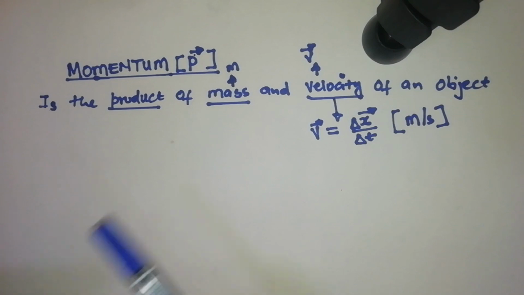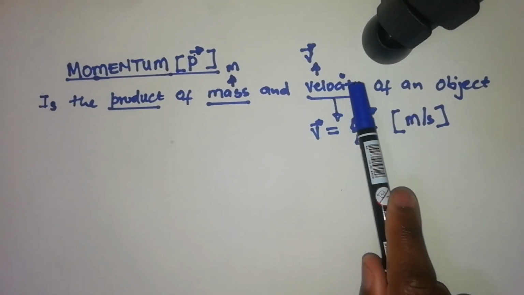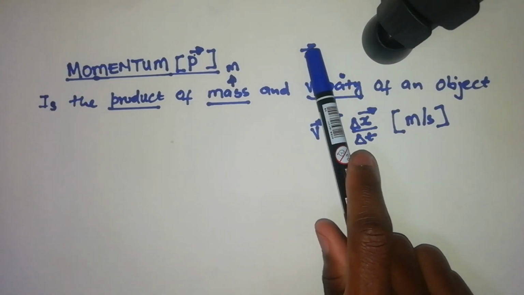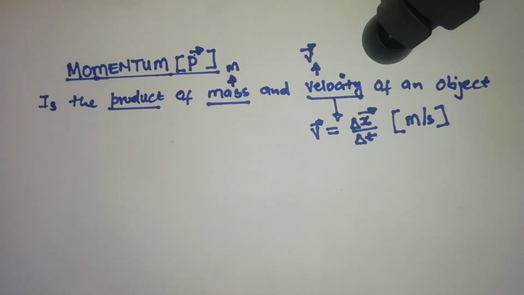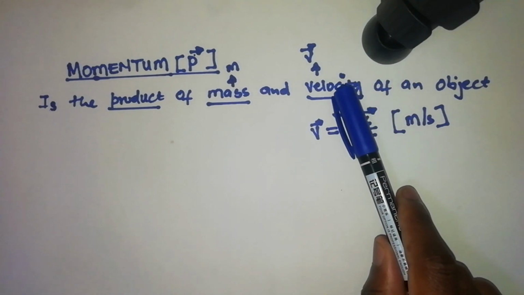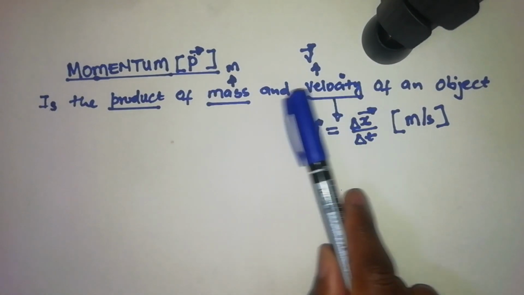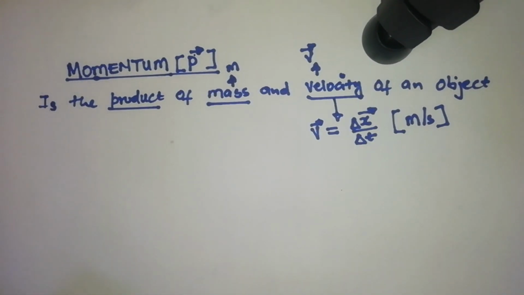Then the third physical quantity is velocity. The symbol for velocity is small letter v with an arrow above it. Why? Because velocity is a vector quantity. It has both magnitude and direction. So in this case, we have three physical quantities. The first one, momentum. Second one, mass. And the third one, velocity. Momentum and velocity are vector quantities, while mass is a scalar quantity.